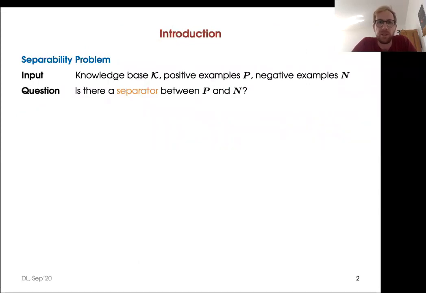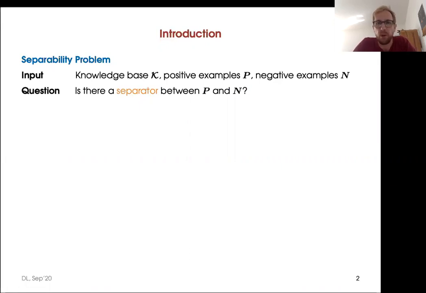The topic of our paper is the separability problem, and the separability problem is defined as follows. You have as an input a knowledge base and a set of positive examples and a set of negative examples. And the question is whether there is a separator between the positive and the negative examples.